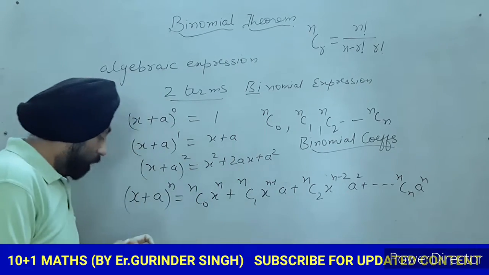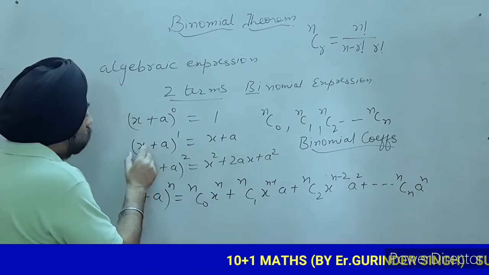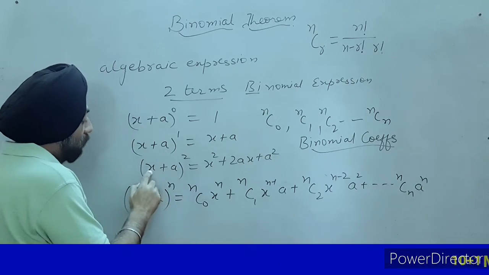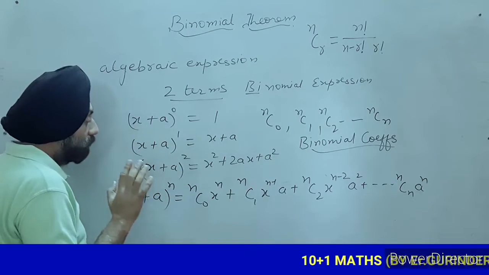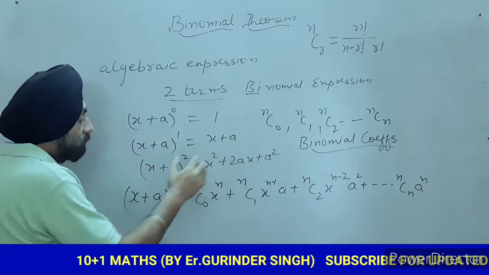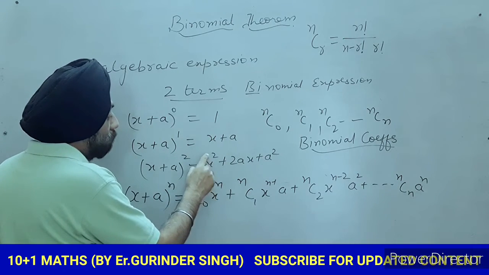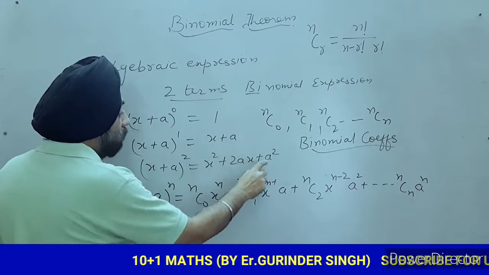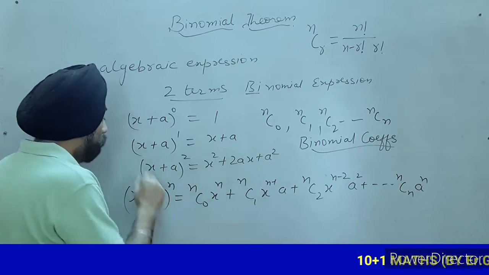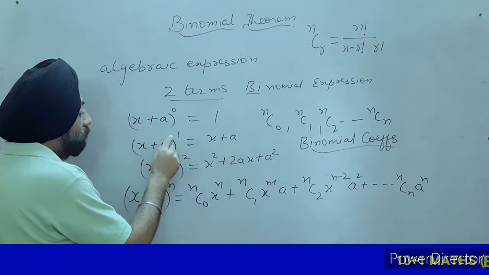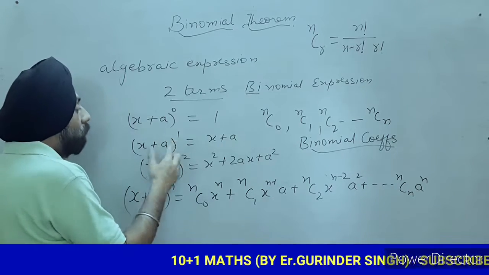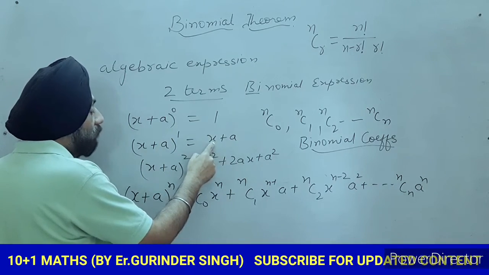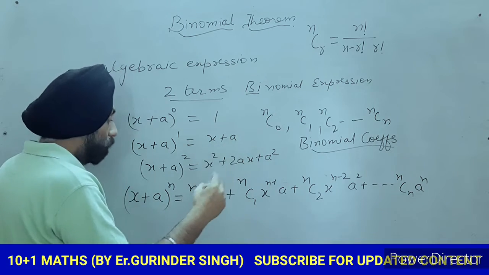Now this is x plus a whole square, right? How many terms does this have? X square, 2ax plus a square. First, second, third. It has got three terms. Now x plus a raised to power 1. How many terms does it have? X plus a, 2 terms.